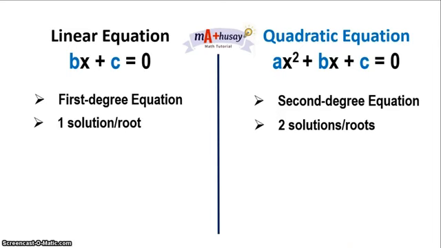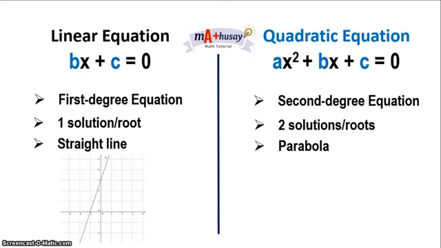When we talk about linear equation in two variables, the graph of linear equation is a straight line like this one. But when we talk about quadratic equation in two variables, the graph is a parabola like this one, like a U shape.